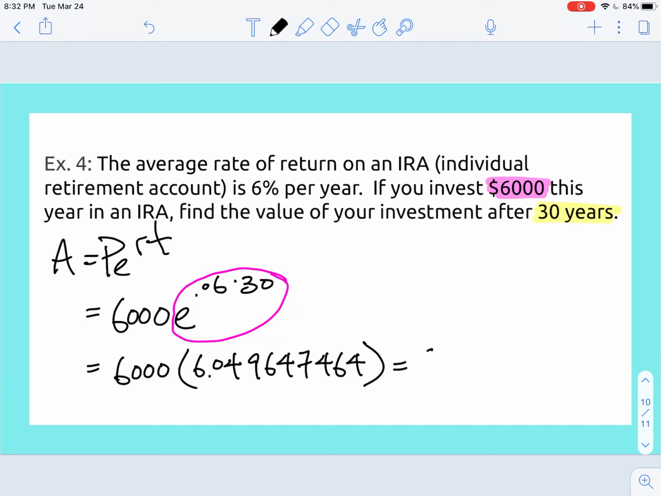And when we multiply that out, it turns out that you put away $6,000 now and you forget about it, in 30 years, you're going to have, that's right, that's a comma, $36,297.86.